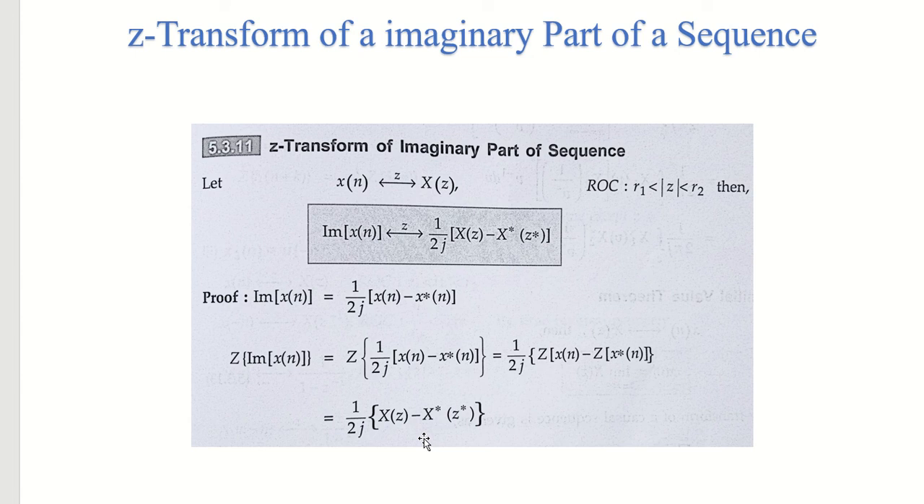It is x conjugate into z conjugate. We saw it in an earlier property, so it is basically the same. If you know the Z transform of the real part, then you can also find the Z transform of the imaginary part very easily.